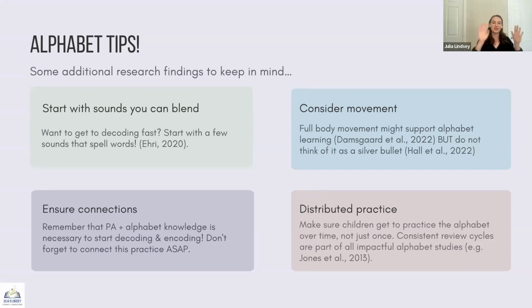And finally, ensure that you distribute practice across time. Make sure that children get continual practice with letter sound relationships, not just one day of practice. So even though we're introducing the letters faster, we want to make sure that we are continuing the practice of all of those letters over time. We see in research that consistent review cycles of letter and letter sound relationships are one impactful aspect of alphabet learning.